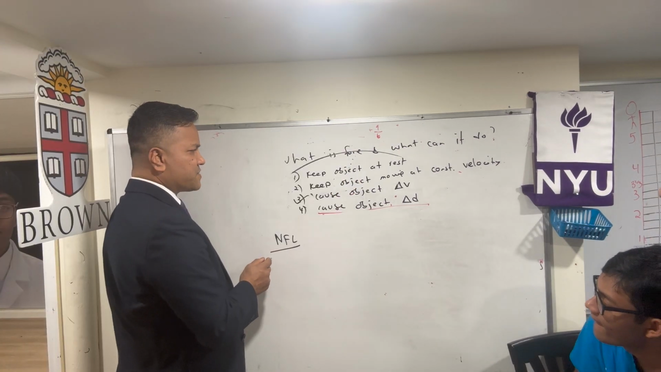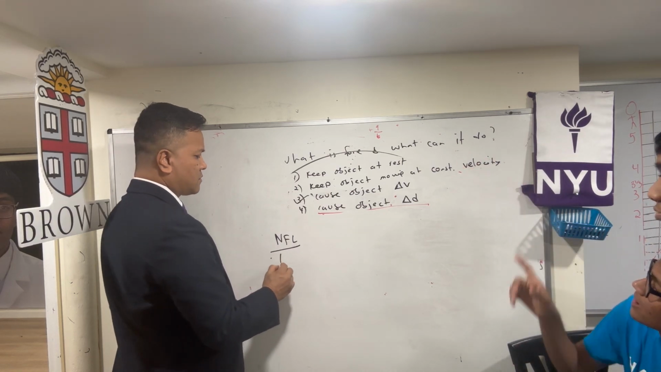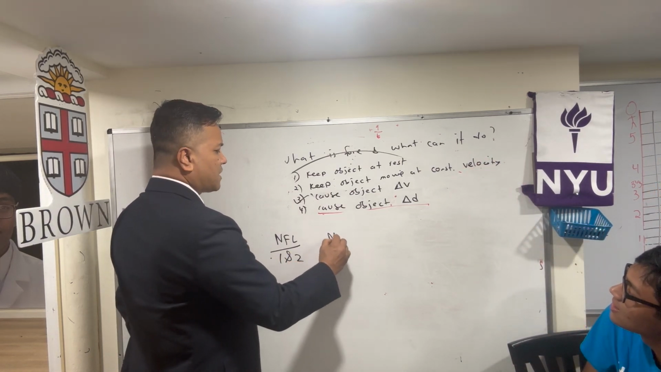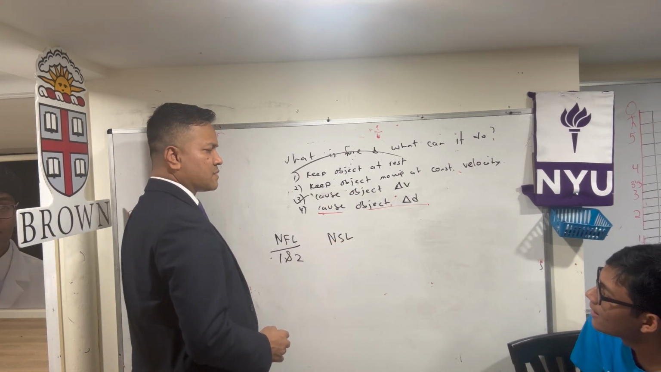Newton's first law is represented by which two scenarios? An object at rest and an object at constant velocity. Newton's second law is represented by which two scenarios? 3 and 4.